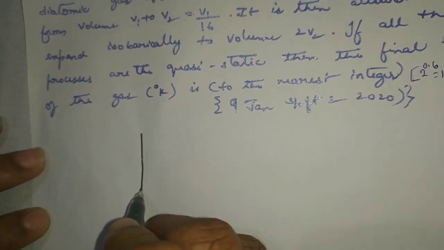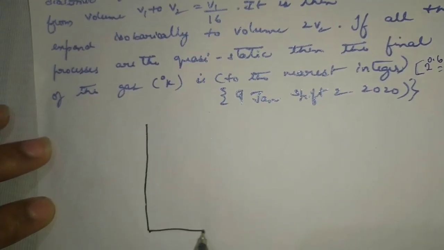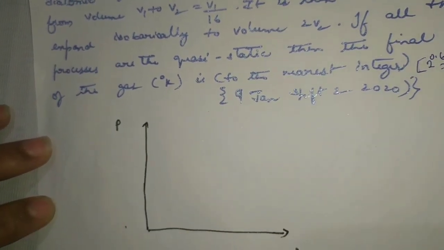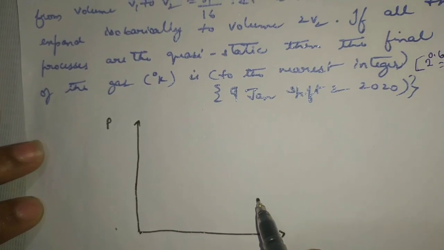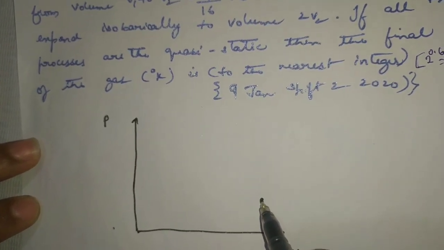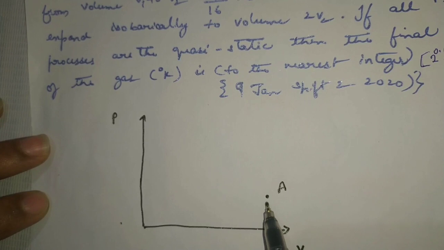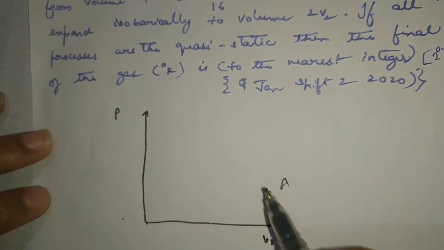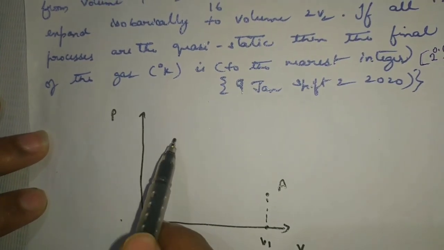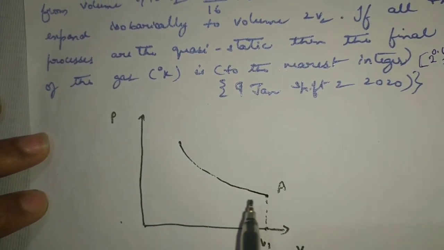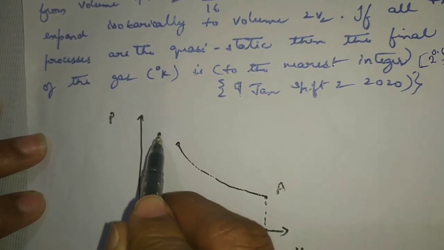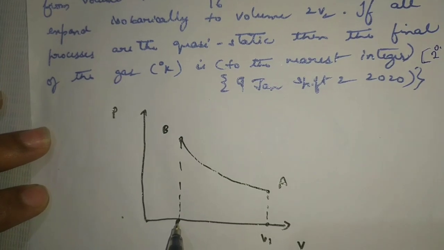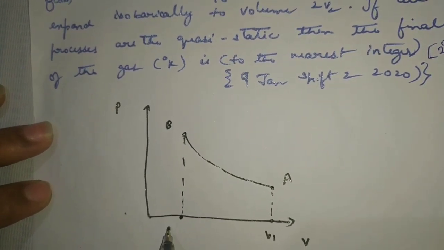Let us consider the data in a PV graph. To understand the data, we are plotting the PV graph. Let A be the initial point having some volume V1, that is compressed to V2 adiabatically. So, adiabatic compression is represented by this graph. B is the point after adiabatic compression at which the volume becomes V1 by 16.